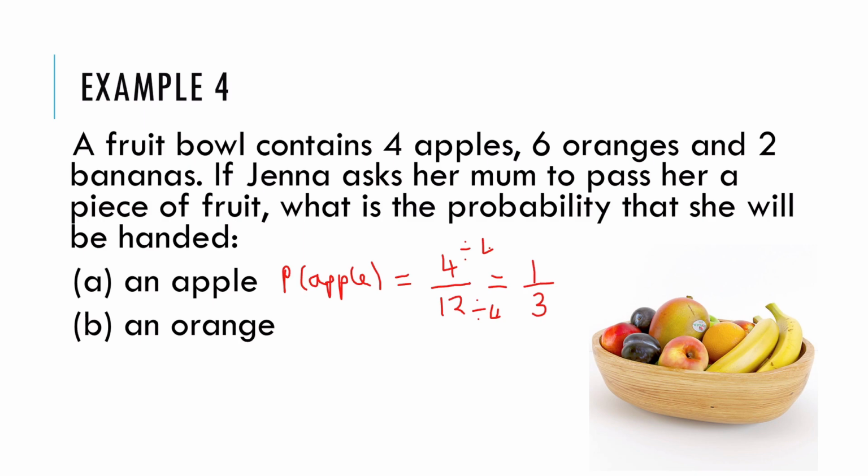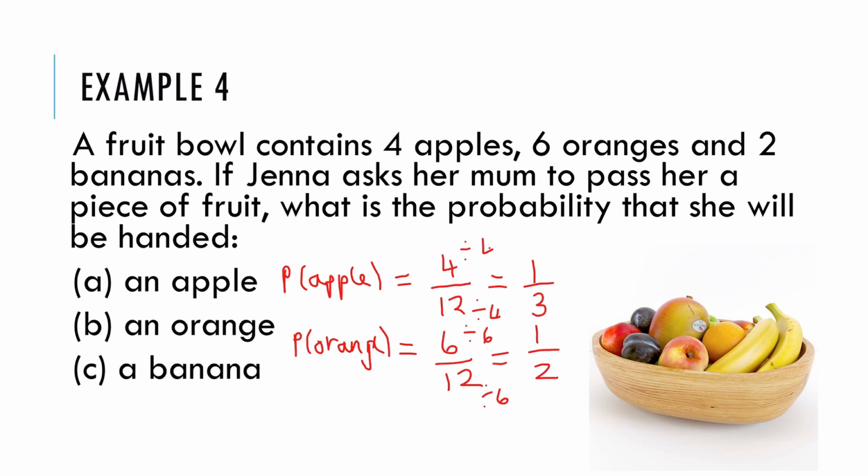In part B, it asks for an orange. So the probability of an orange then, well, it's still the same fruit bowl, and we're assuming that the apple is put back in. So no apples have been removed. There's still 12 outcomes. The 6 of these are oranges, so we would take any 6 of those. And again, leaving it as a fraction in its simplest form, divide the top and the bottom by 6, and that will get me 1 over 2.